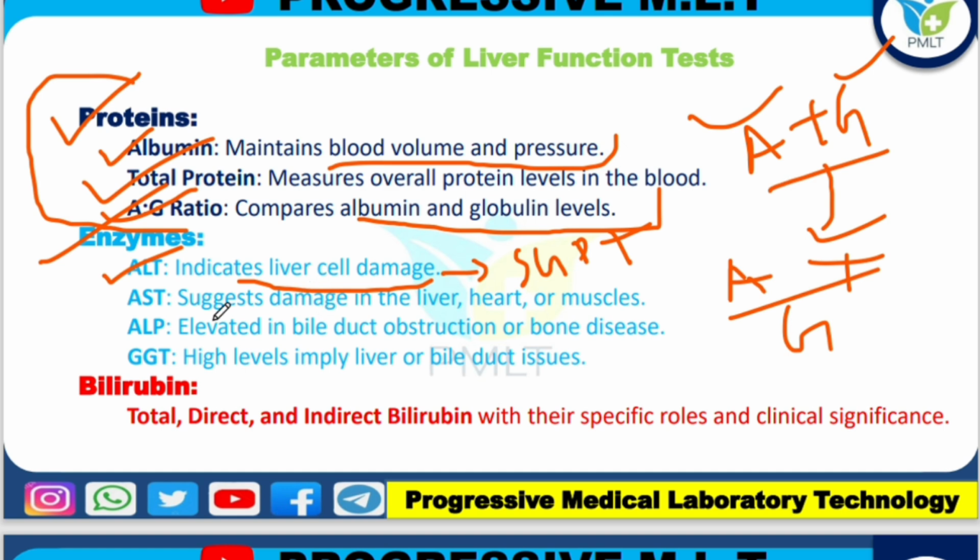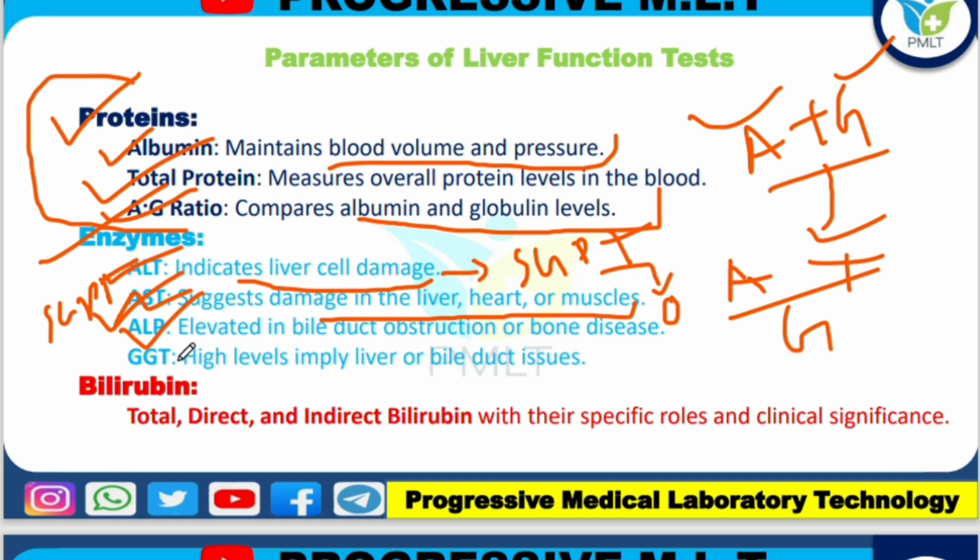After that, AST, that is SGOT. The only difference is in the P. Here there will be an O instead of a P. Okay, SGPT is ALT and SGOT is AST. We have already understood. It mainly suggests damage in the liver, heart and muscle. After that, ALP. ALP means alkaline phosphatase.